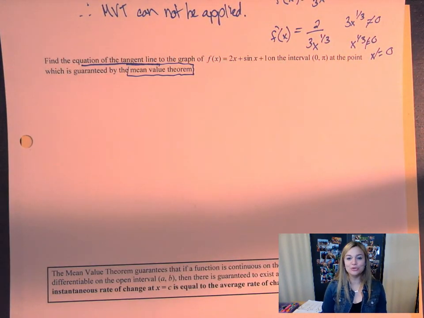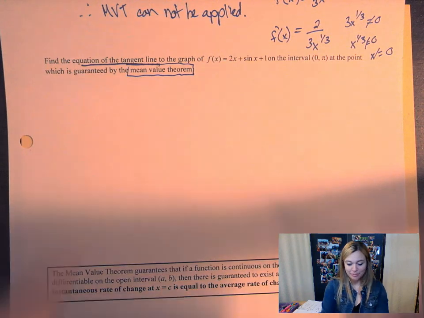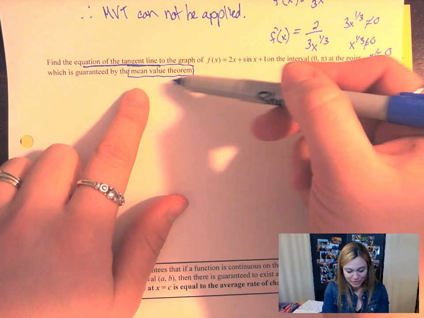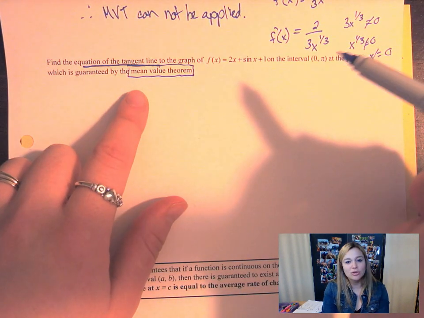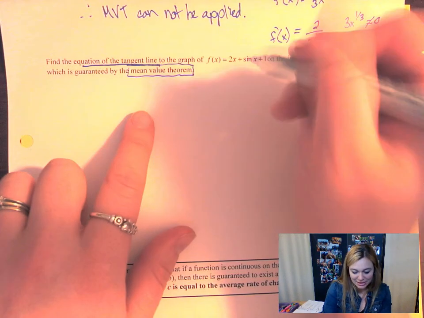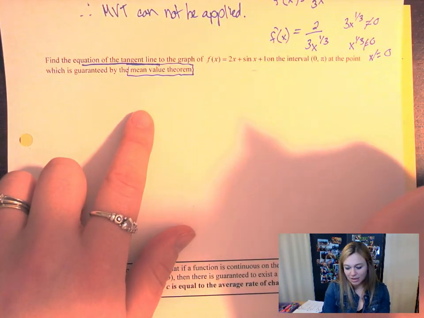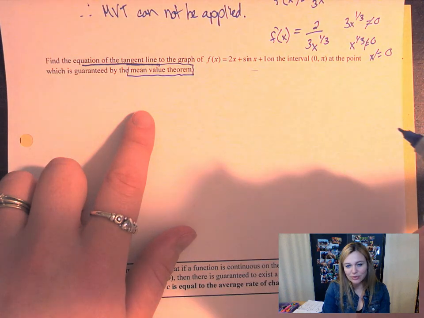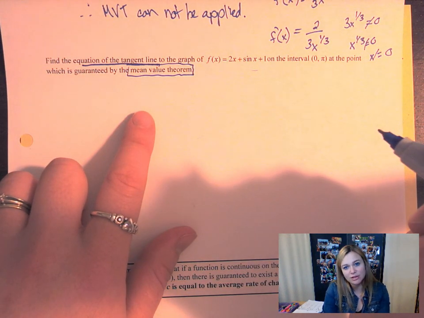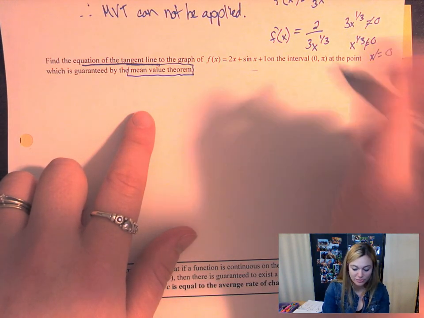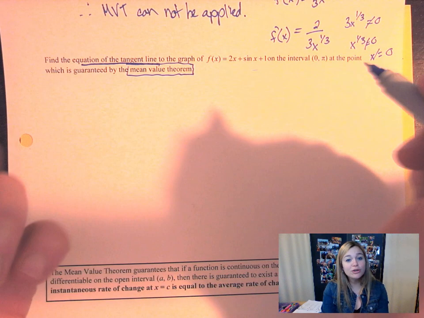Okay, so to find the equation of a tangent line, we need two things: a slope and a point. But before I can even begin, it says at the point guaranteed by the mean value theorem. So the mean value theorem says if a function is continuous and differentiable, this one is. And it doesn't say I have to justify anything, so I don't have to write f of x is continuous on the closed interval from 0 to pi and differentiable on the open interval. But I could if I wanted.